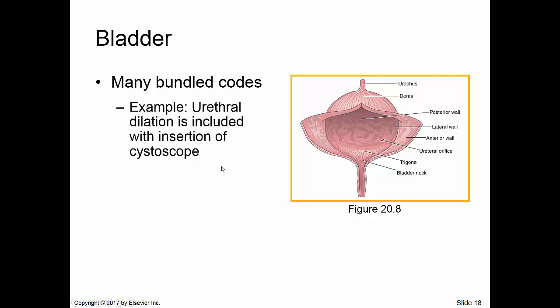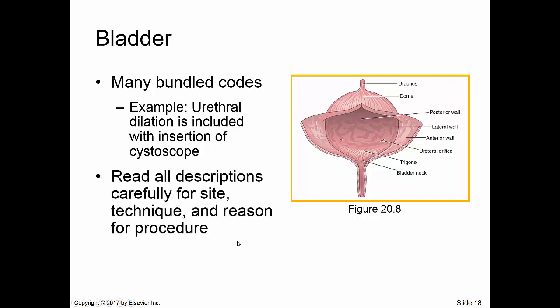An example we have here is a urethral dilation. It is included with the insertion of the cystoscope. So you're dilating it at the same time you're inserting the scope, and so you would not unbundle and code those separately. Read all the descriptions carefully for the site, technique, and reason for the procedure.